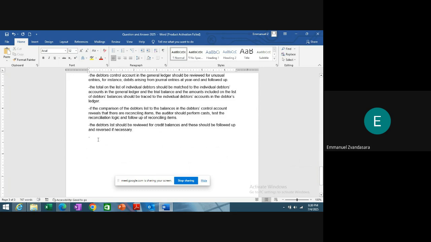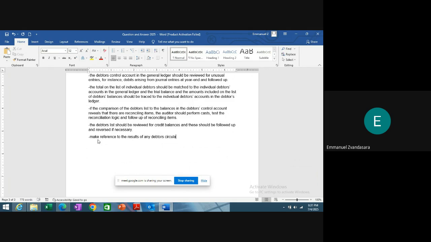Again, you can make reference to the results of any debtors circularization. So remember, in this case we are dealing with the debtors' account balance, and according to the question, we are dealing with valuation, and valuation goes hand in hand with allocation and accuracy.